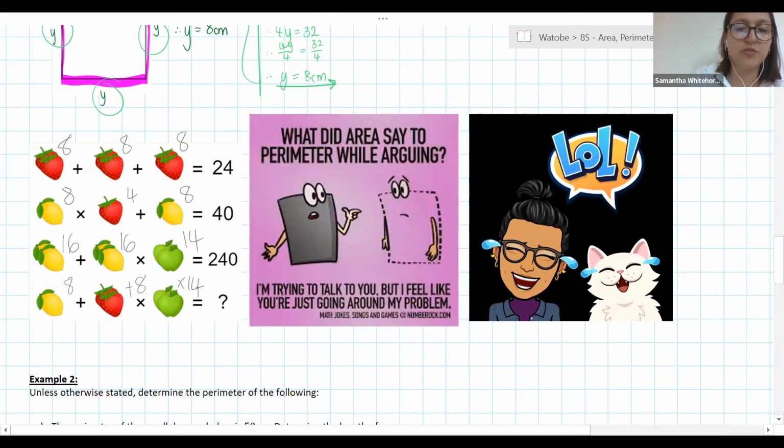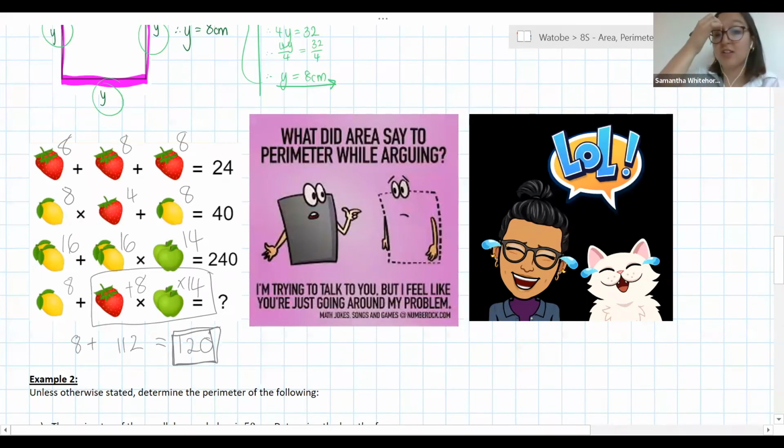And which one do we do first? Which operation? We do multiplication first. Good. And what is 8 times 14? 8 times 14 is 120. 112. 112. And so 8 plus 112 is? 120. Excellent. Well done. Right, guys.